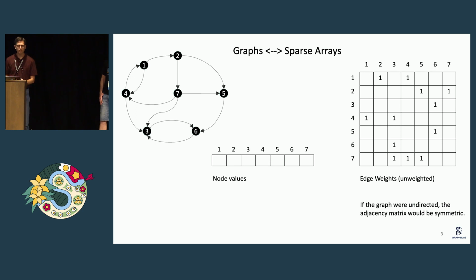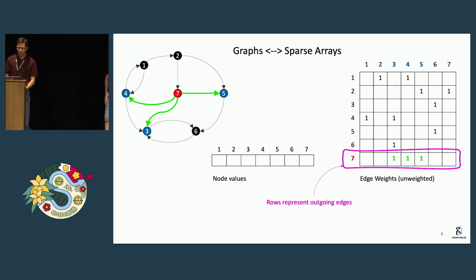And then we have an adjacency matrix. So 7 rows, 7 columns, it's square, with a value that represents each edge. In this case, it's an unweighted graph, so they're all 1. One note, if the graph were undirected, then this would be symmetric. In this case, it's a directed graph, so it's not symmetric.